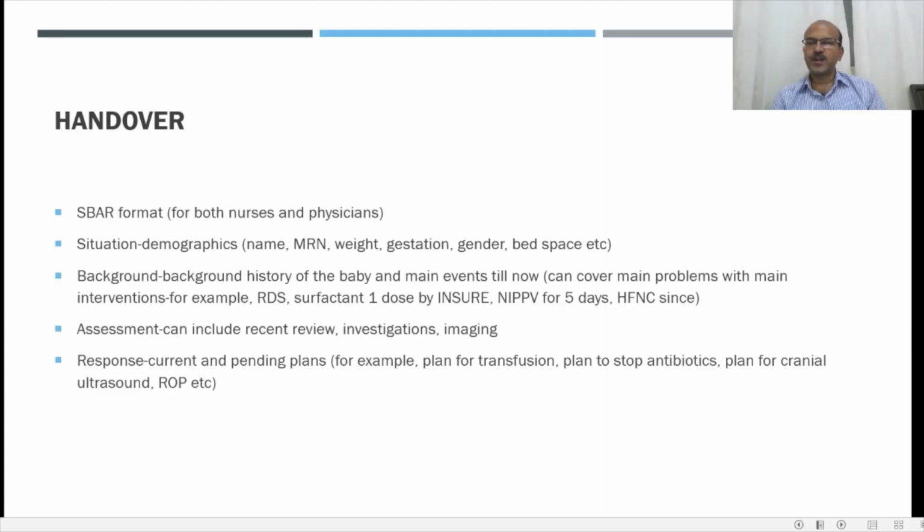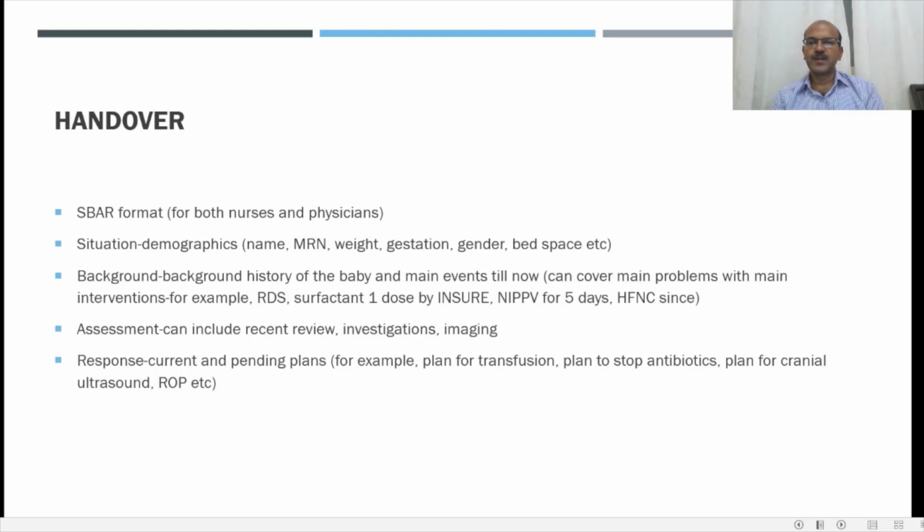The next important documentation, in addition to what we discussed earlier, is the handover, both physician and nursing handovers. Better it is done in the SBAR format. Both the teams can share the handover sheet. It can be updated together, and then they individually hand over and endorse. So the SBAR format is used.